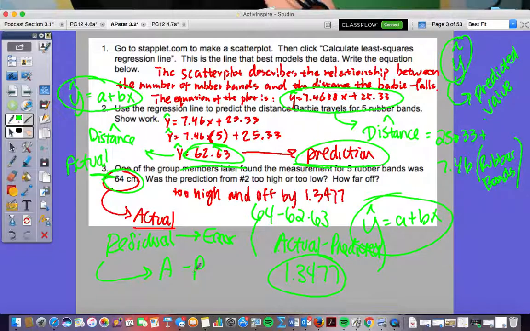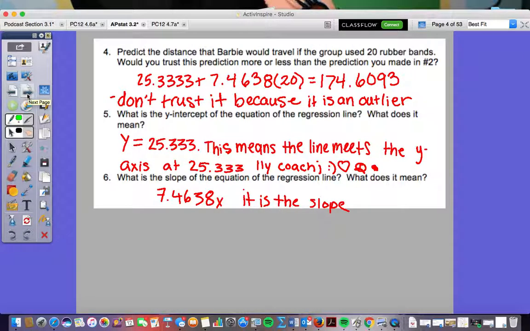Actual minus predicted. Perfect. How's the grub? The good? Snoocher's good? Good stuff. Good stuff. You may. Yes, ma'am. You may. All right, here we go.